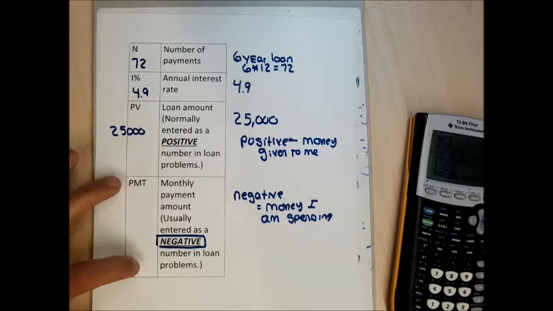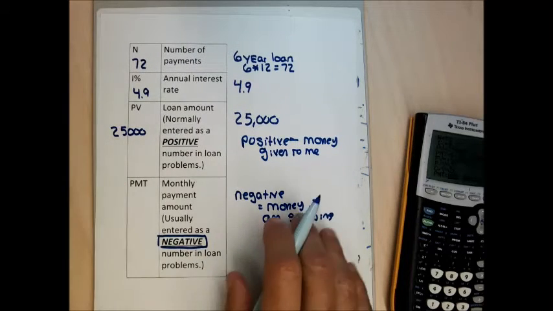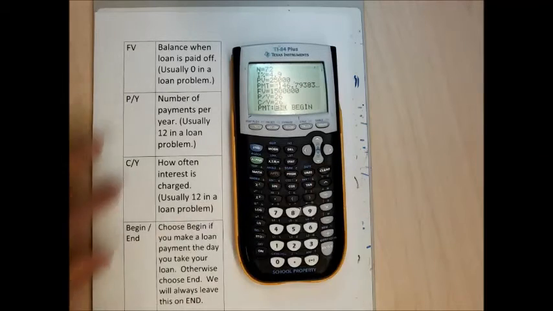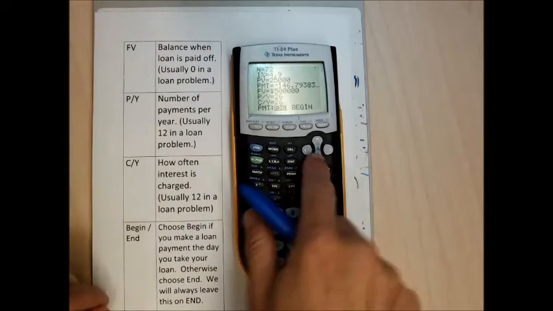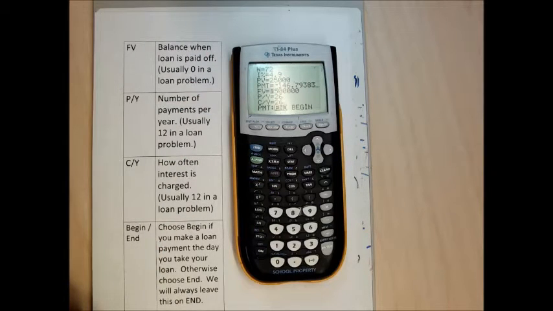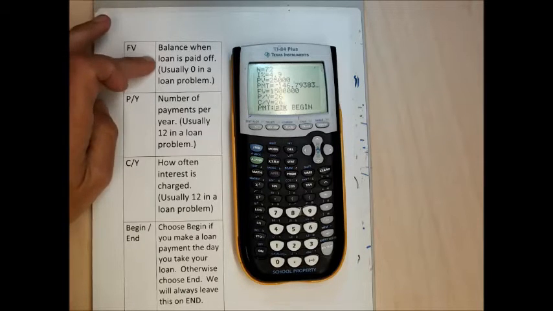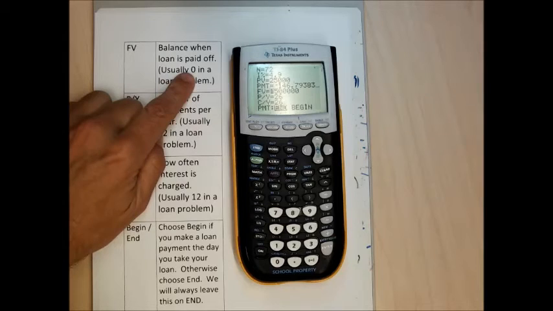In a little bit, I'll show you how to figure out the car payment, but we need to talk about a few more of the values or the letters that are on this screen. The FV stands for future value, and in a loan problem, the FV is the balance when the loan is paid off. Usually we put a 0 here.